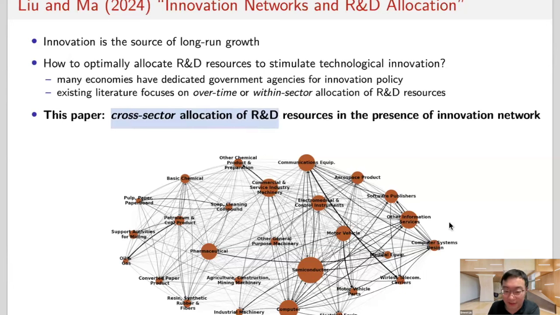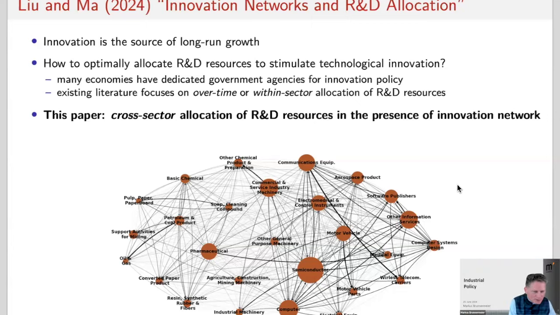To fix ideas, this is an illustration drawn using the patent citation network. You should know there's a one-digit patent sector. So this is semiconductors, pharmaceuticals, basic chemicals. There are these links across sectors capturing citation relationships, which are proxies for knowledge spillovers. So we want to understand, when there are cross-sector spillovers, how many resources should society allocate to semiconductors versus pharmaceuticals? So just make sure this is US data now, or?